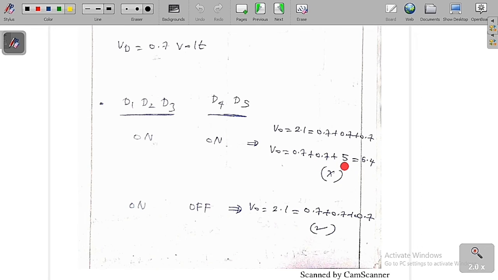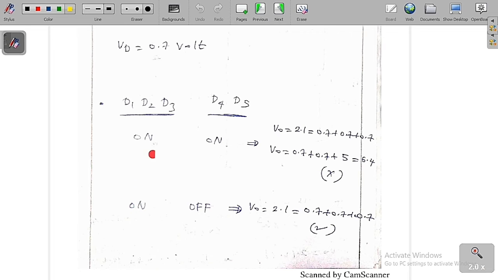Why 5? Because of the voltage source. So all these are in series, and if you add them, you are going to get 6.4. So this is 2.1 and this is 6.4. If they are in parallel, they should have the same voltage, but here these are different voltages. So it indicates that this is the wrong assumption. Our assumption is wrong. Go for another case.